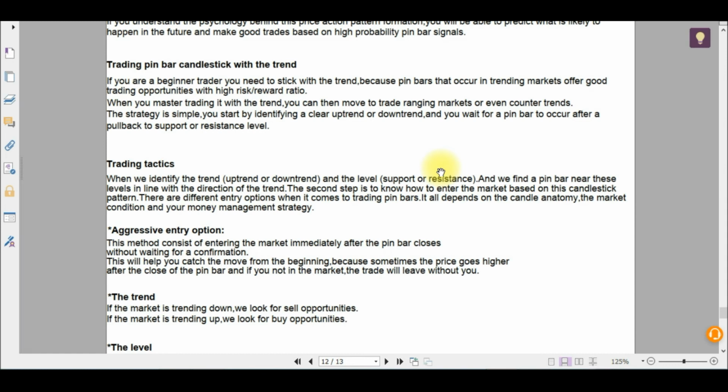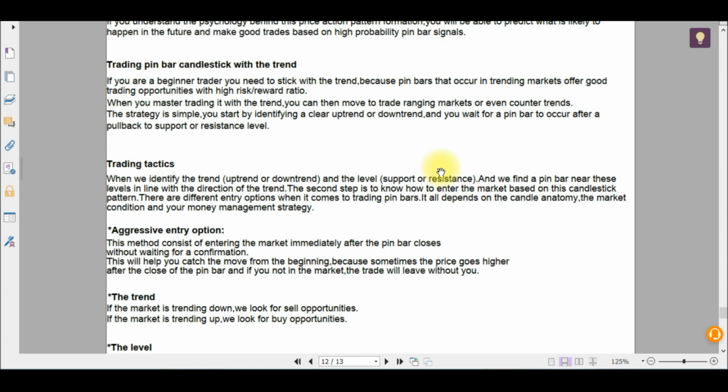So the first tactic is called the aggressive entry option. With this option, it basically consists of entering the market immediately after the pin bar closes, without waiting for any further confirmations. This will help you to catch the move from the beginning, because sometimes the price goes higher after the close of a pin bar, and if you're not in the market, well, guess what? This trade will leave without you.